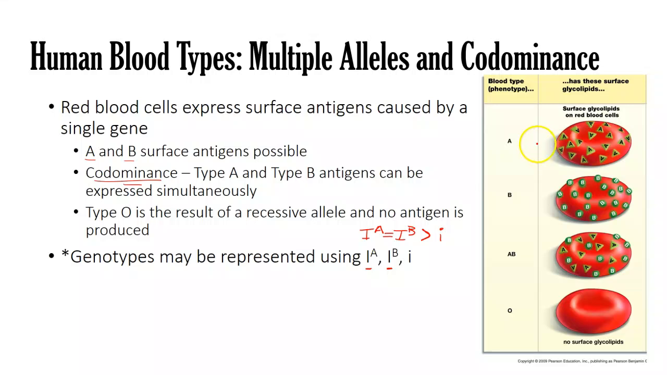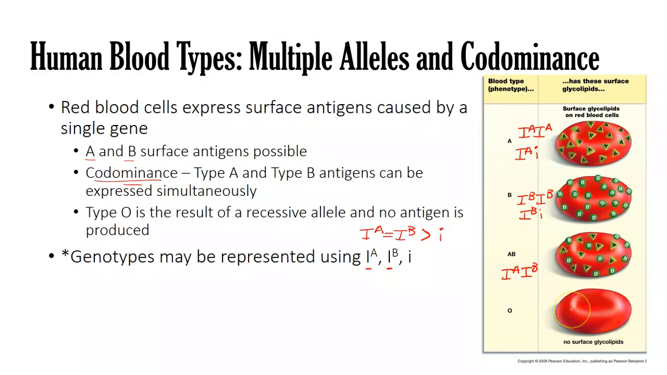So for type A blood, individuals can be I^A I^A and be expressing A surface antigens. They can also be carrying the recessive allele, so they could be heterozygous and expressing it that way. Type B could be homozygous, or heterozygous carrying the recessive allele. Here's our codominant, I^A I^B. Both dominant alleles are expressed, so they express both A and B antigens on the surface of red blood cells.